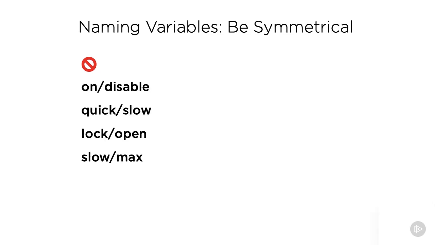Sometimes we deal with opposites in our code, and when we do, it's important that we select variable names that have symmetry. They should be clearly opposites. Here's some examples of poorly chosen pairs: on, disabled, quick, slow, locked, open, slow, and max. Now, these are all generally related, but they're not clear opposites, which makes them confusing to work with together.